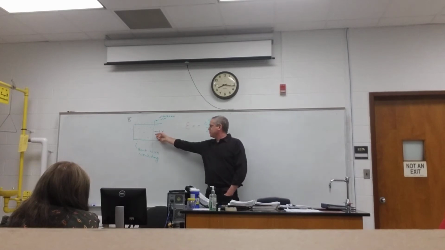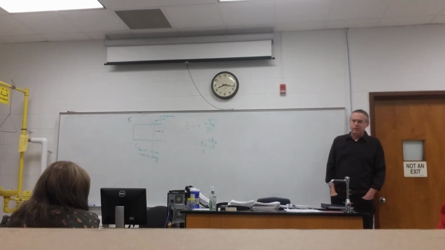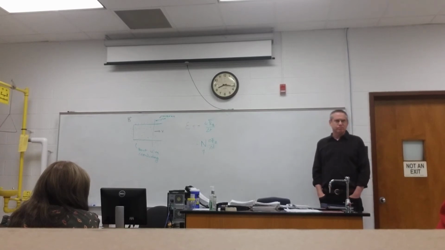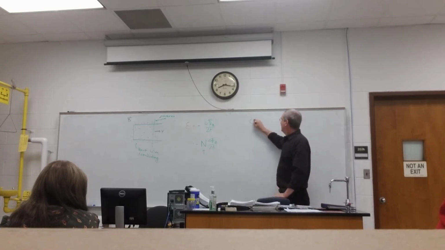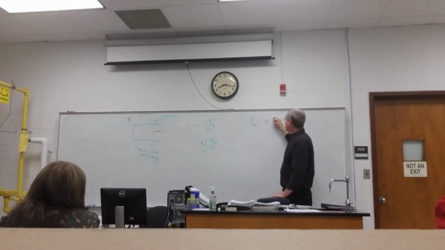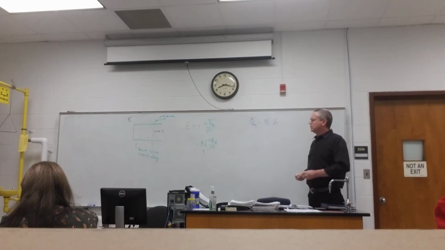So as the wire comes out this way, is the flux increasing or decreasing? Increasing. Why? It's creating more area. Yes. Magnetic flux is B dot A. All right, so our area is getting bigger.